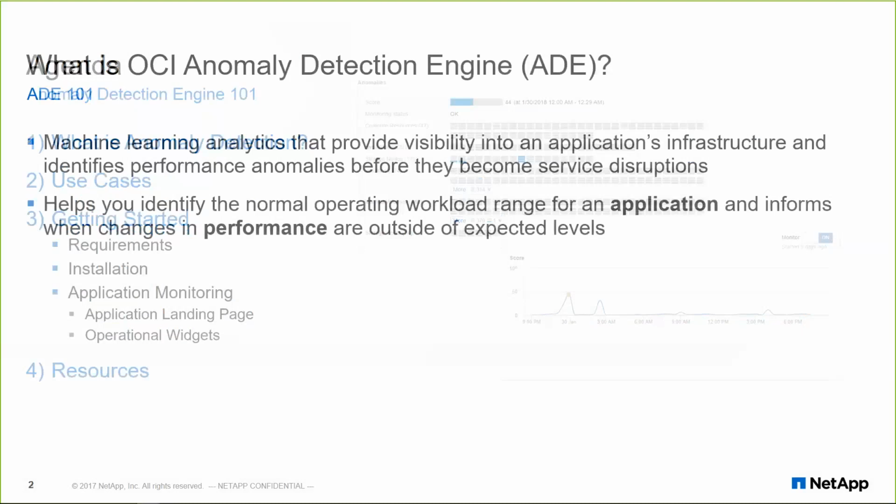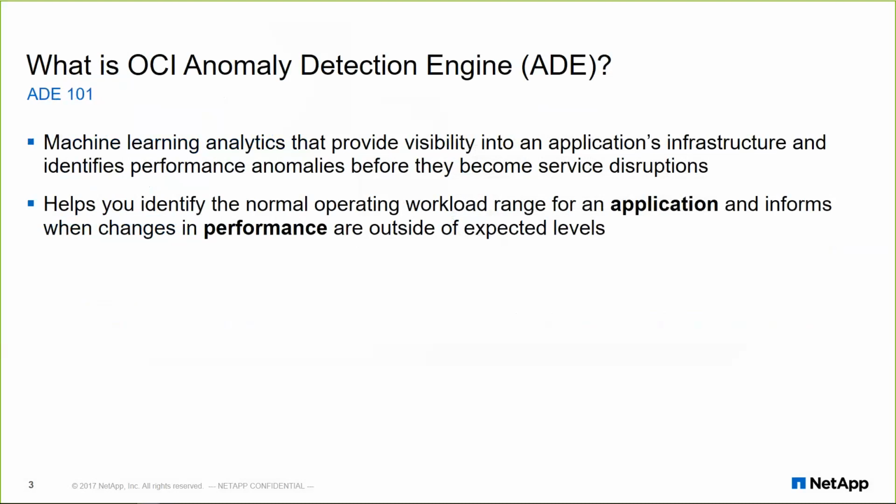So, to start off, what is our anomaly detection engine? I think our official description would be machine learning analytics. What it's going to do is provide visibility into an application's assets, or all the assets tied to an application. And it's going to look for and identify performance anomalies, ideally before they become any sort of service disruption or before they become an issue.